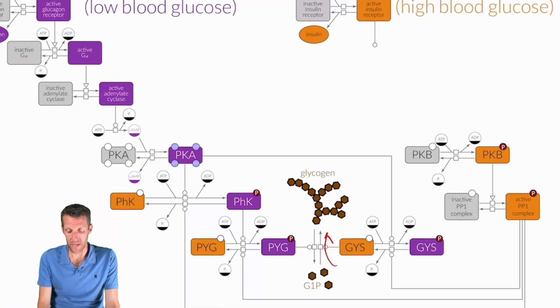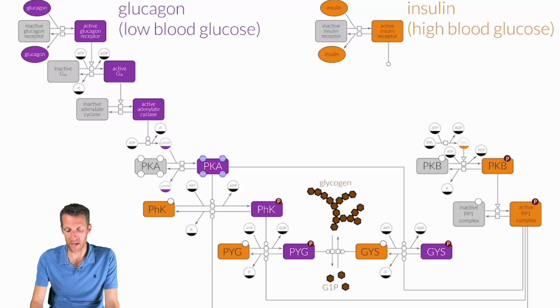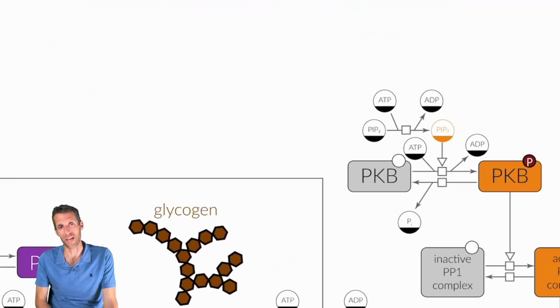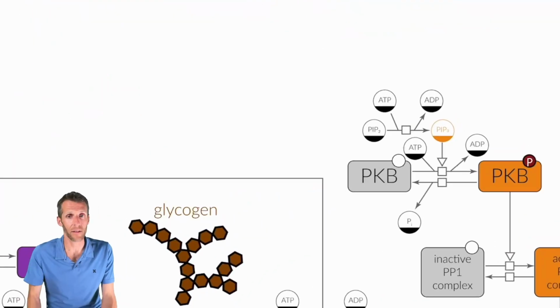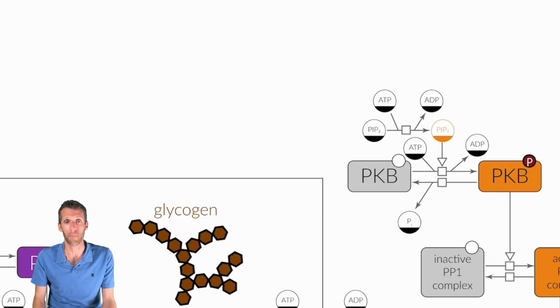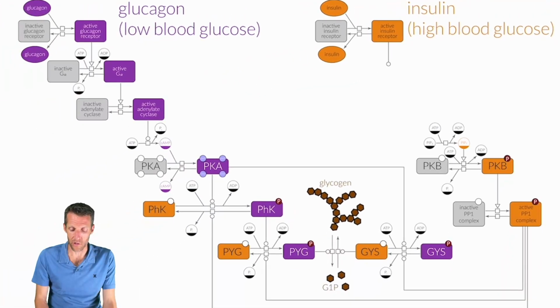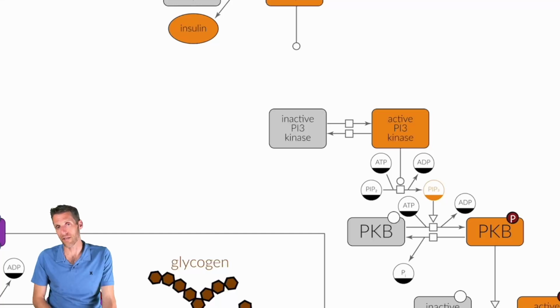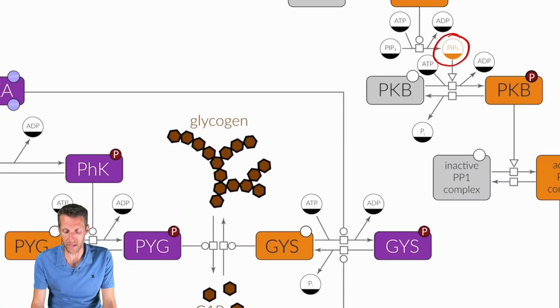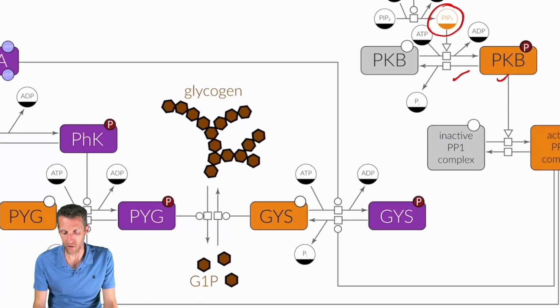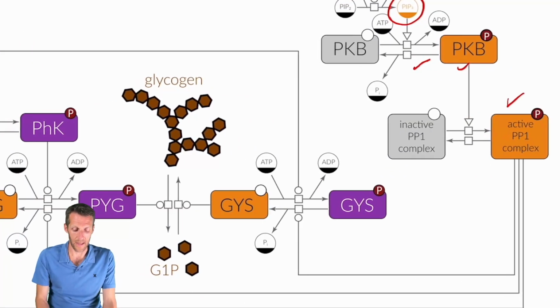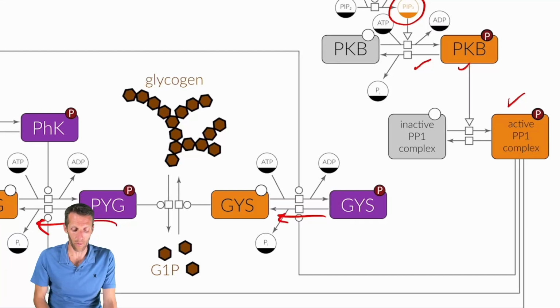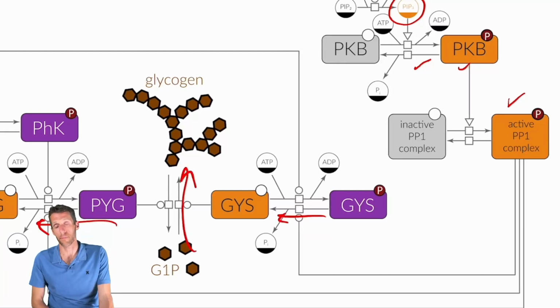What activates pKb? Turns out pKb is activated by this molecule, PIP3, which is actually a phosphorylated lipid. So it's a small molecule, just like cyclic AMP. What makes PIP3? Turns out it is activated by this molecule called PI3 kinase. So PI3 kinase starts making a lot of PIP3. That turns on pKab. That turns on PP1. That turns on GYS, turns off PYG, makes us synthesize glycogen.